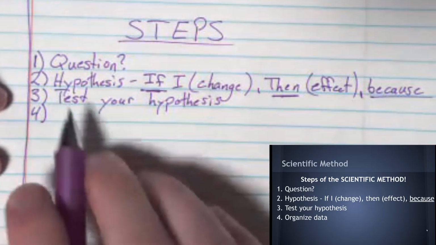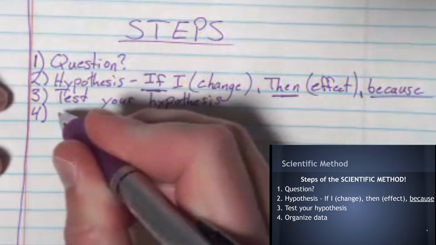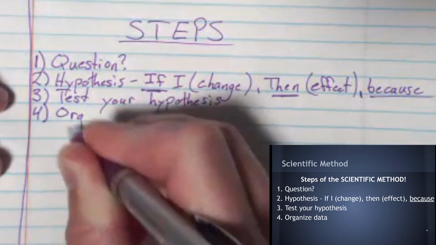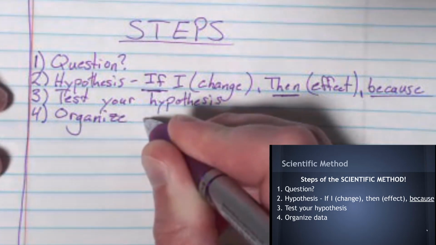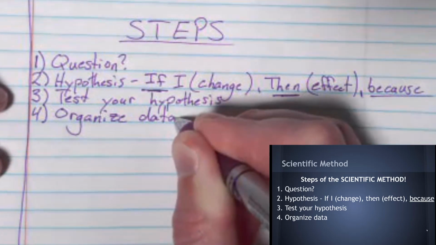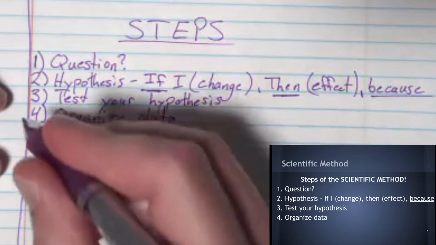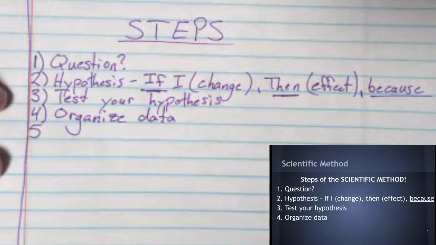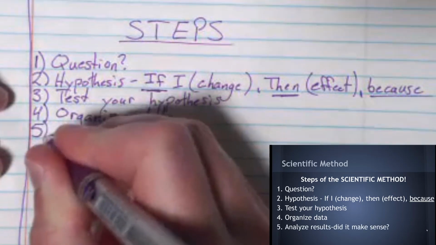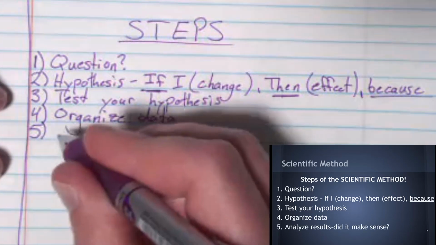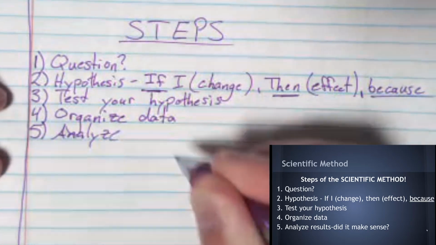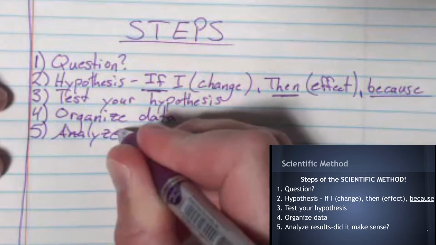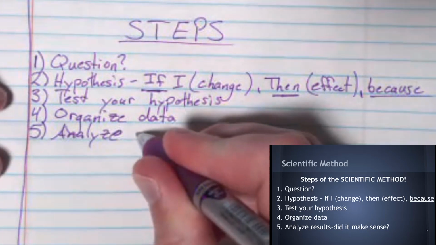All right, then we go to number 4. Take all that information you got up here on your test and organize it. So organize data. Okay, good. Now let's say you organized it. That's great. Now we have to actually look at it. And that looking at it is called analyzing. So analyze, that's an E, the results.